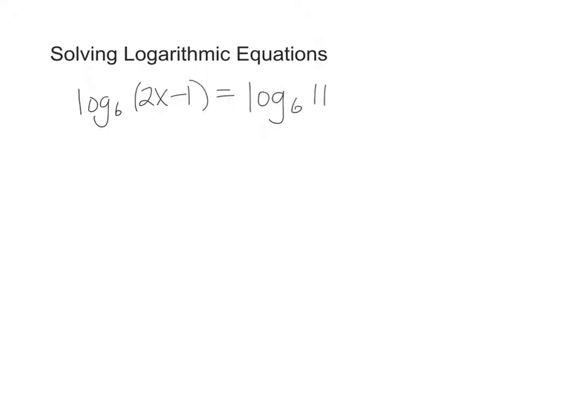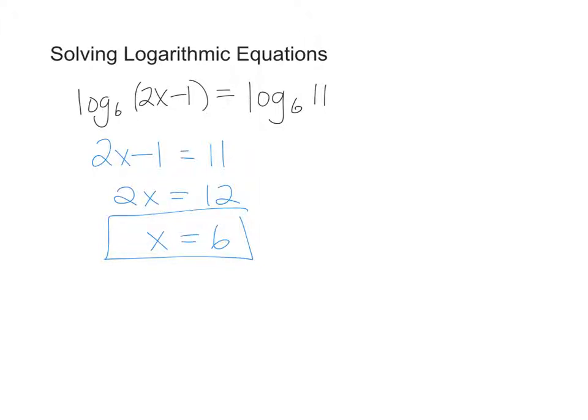These 2 logarithms have a common base, and because you have just one logarithm on the left and one logarithm on the right, you can just equate the arguments. So cross out the log base 6, and you have 2x minus 1 equals 11. If log base 6 of 2x minus 1 equals log base 6 of 11, then 2x minus 1 must equal 11. And then just solve. Add 1 to both sides, and then divide by 2, and you get x equals 6.